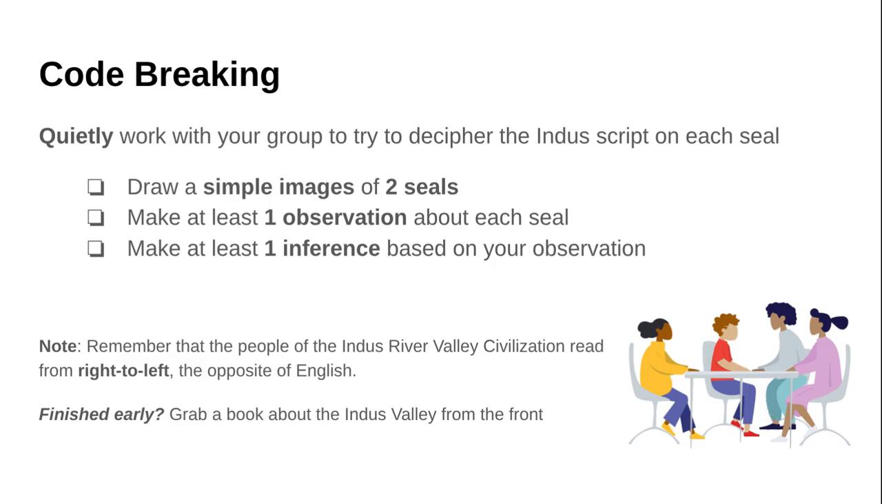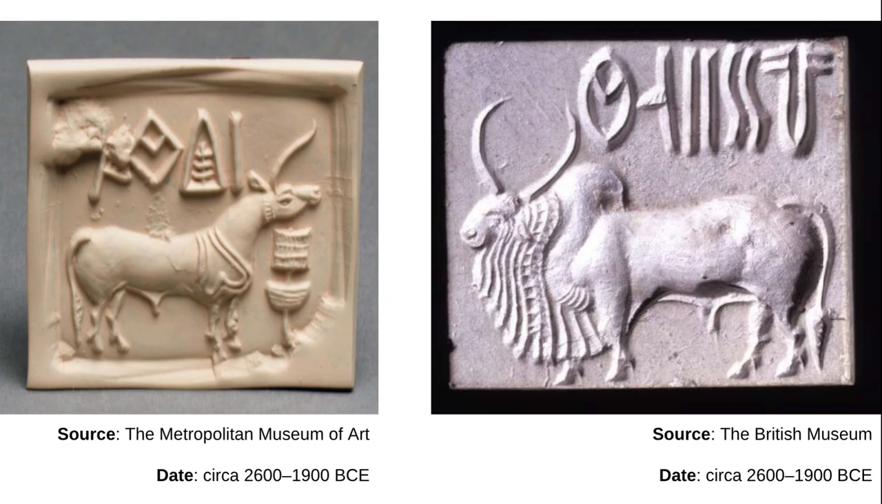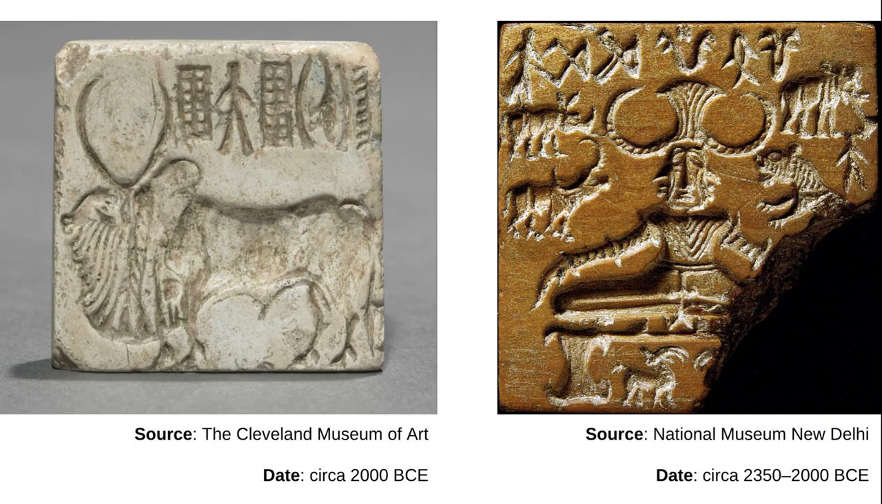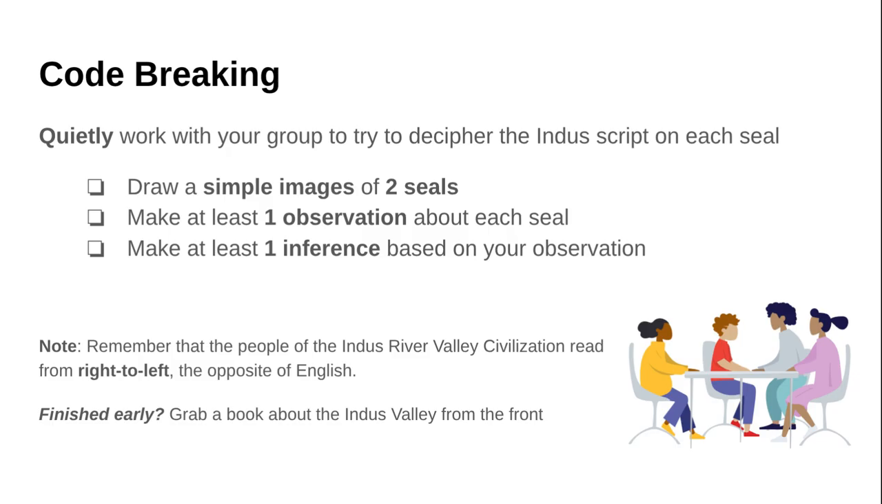And your collaborative activity today is called code breaking. You're going to work with your group to try to decipher or interpret the Indus script on each seal. I'll show you what that looks like in a second. So you'll draw 2 simple images of 2 seals. So you would do basically your own drawing to represent each of these images. You can choose between these 4 options, which ones you'll do.